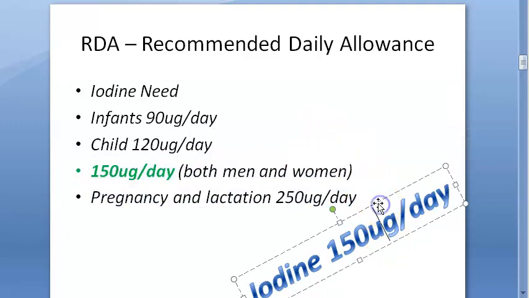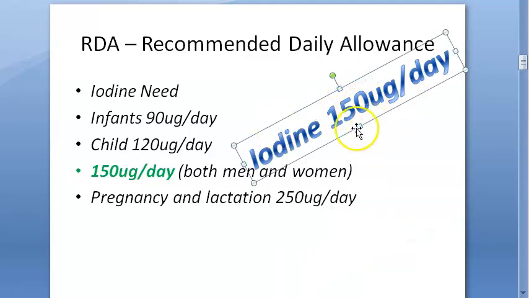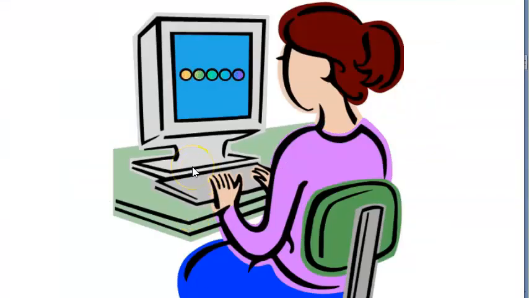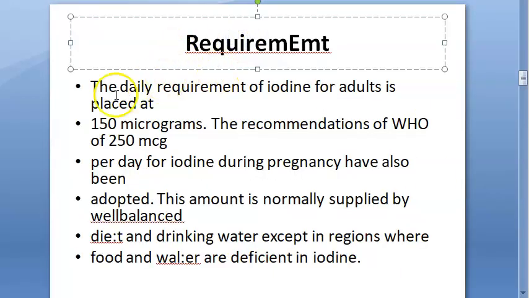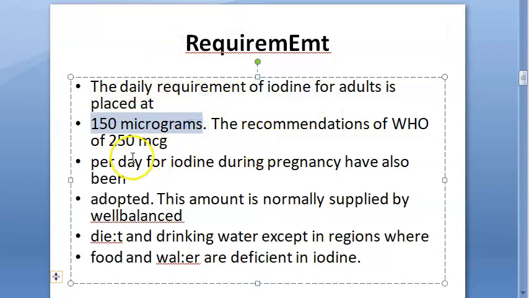Please don't try to remember everything, you'll just get confused. Remember this one: iodine, 150 microgram per day. Adult male and female require 150 microgram per day. Milligrams are already there in our body, and you have to take 150 microgram per day. During pregnancy, it is a little more.